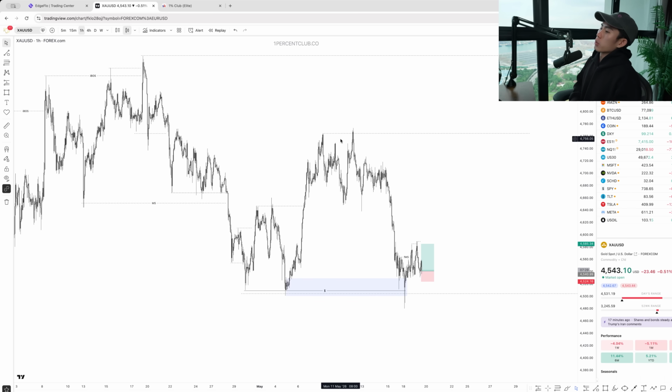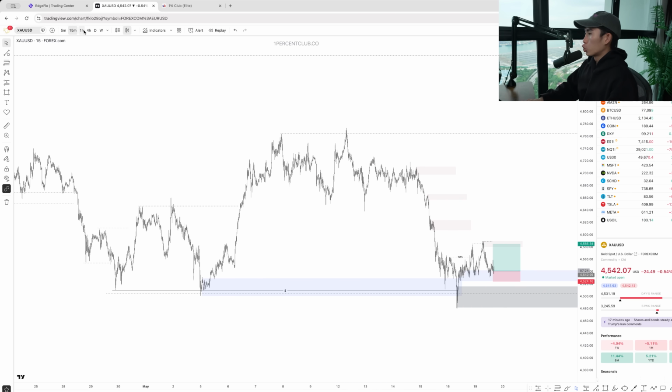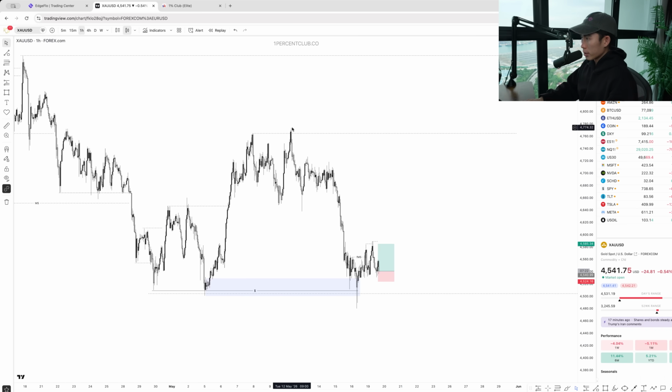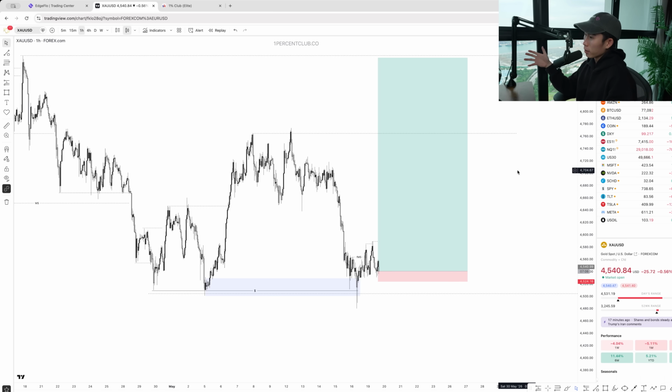Now, from a macro perspective, if you zoom out a little bit, you can see there's even this extreme supply zone up here. And once again, this is where a lot of people get confused. They enter for a buy right here, they try to target all the way up here. Now, I'm not saying it's not possible. I'm saying that, once again, you don't want to be trading your subjective perception of the market. You want to be trading the objective reality of the market.